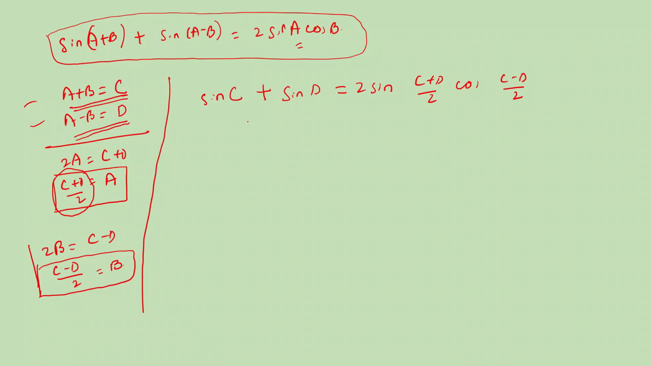Okay, so we have got a formula for sine C plus sine D, which is 2 sine C plus D by 2 cos C minus D by 2. So this is how we will transform any sum into a product. See, this is product. Before this part, we just did the exact reverse thing. We converted products into sum, and now we have a formula for converting sums into products.